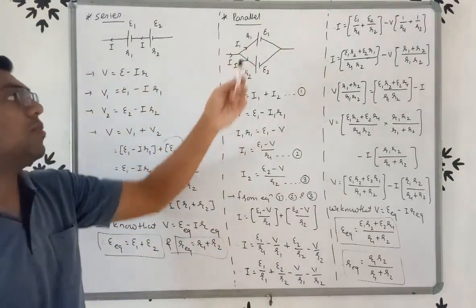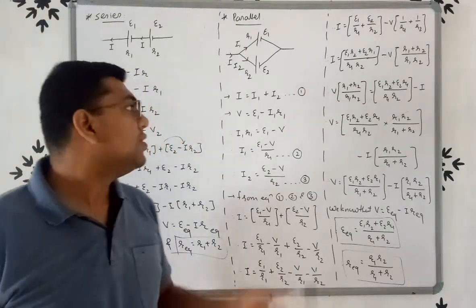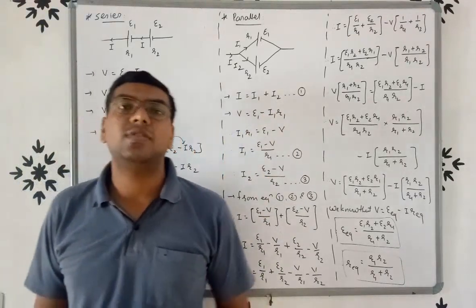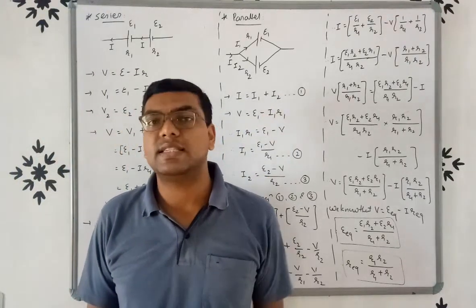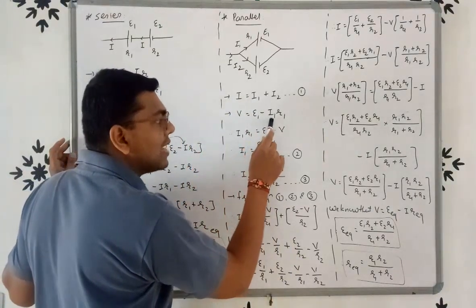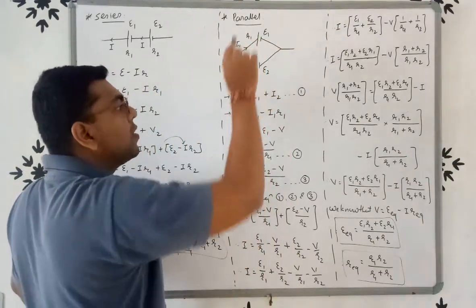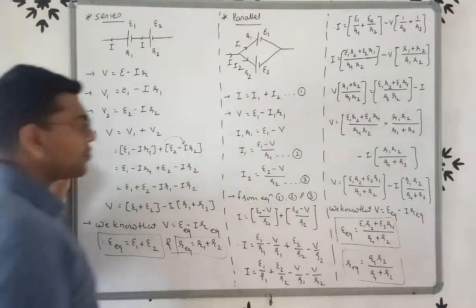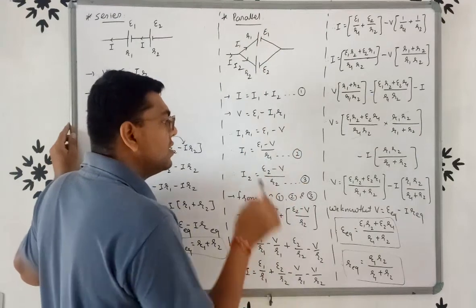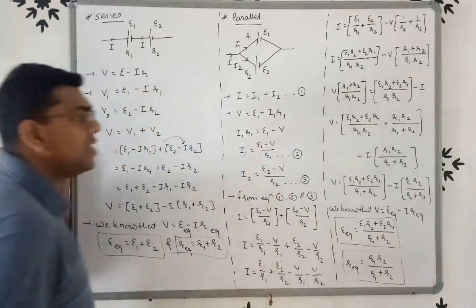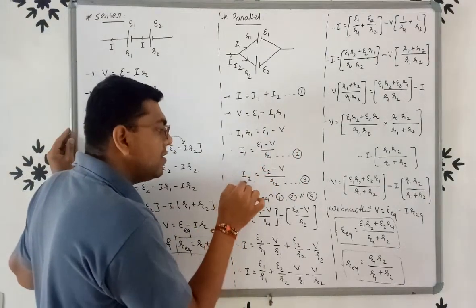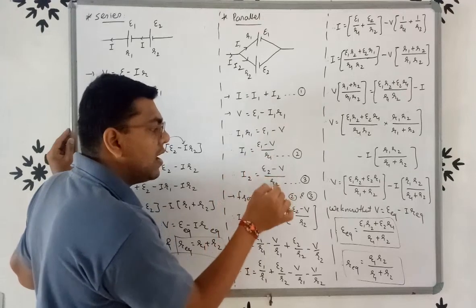Now again, in parallel combination we know that current will be distributed. So I is equals to I1 plus I2. First of all we have to find out the value of current flowing in cell 1 and cell 2. So for cell 1, V is equals to E1 minus I1 R1, because in parallel combination potential will be the same. Here we formulate I1 R1. So I1 R1 is equals to E1 minus V, so I1 is equals to E1 minus V by R1. Same as I1, we can write I2 is equals to E2 minus V upon R2.